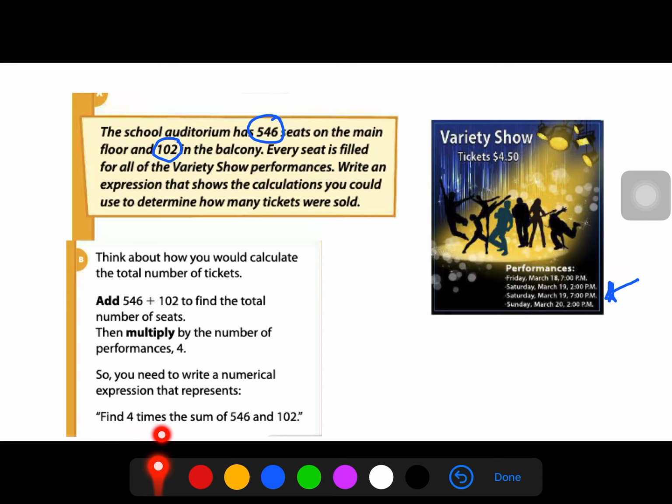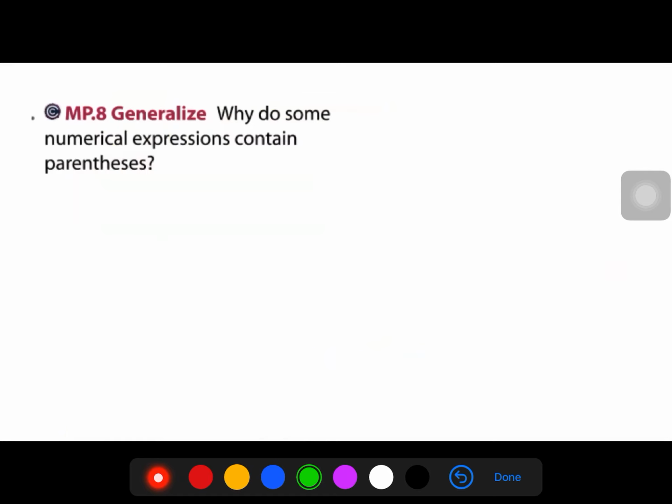So we need to write a numerical expression that represents, find 4 times the sum of 546 and 102. And I would do that and say, well, 4 times the sum of 546 and 102. And this is 4 times the sum. Okay? So far, so good. Not too difficult, is it?